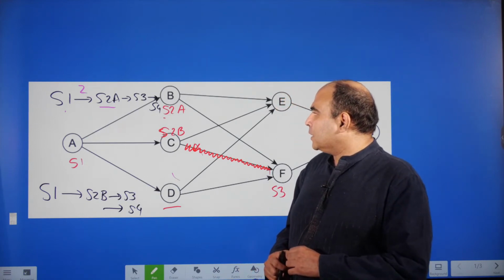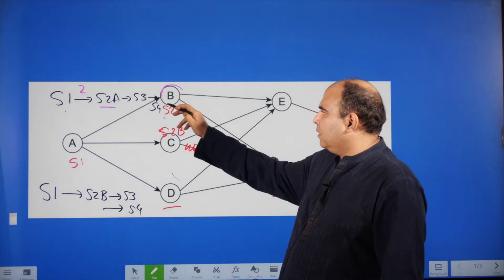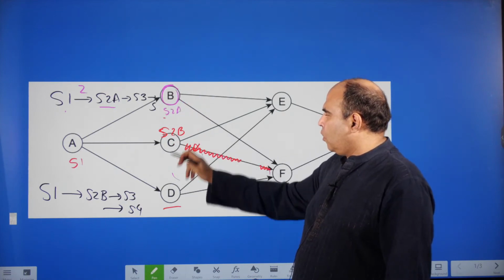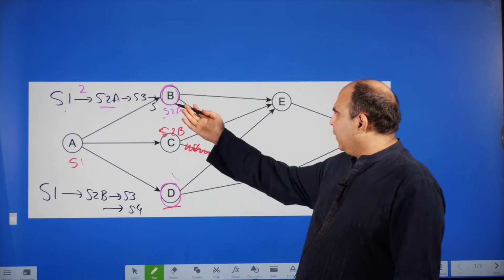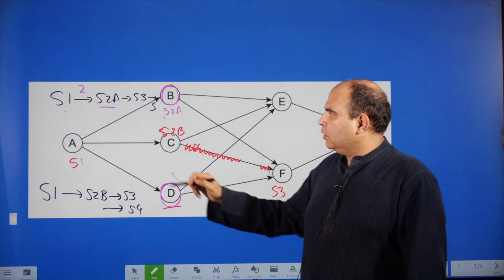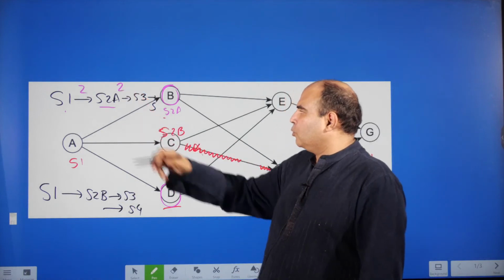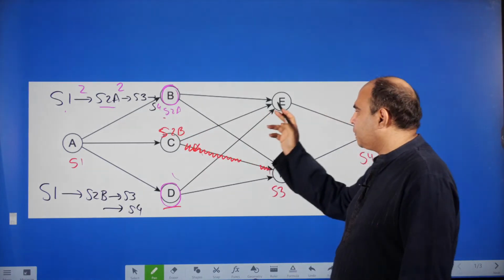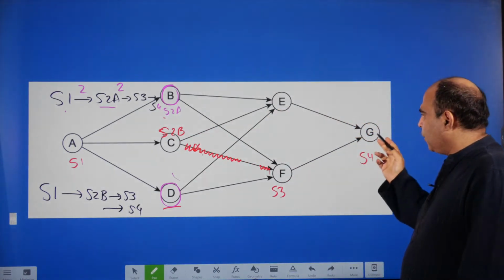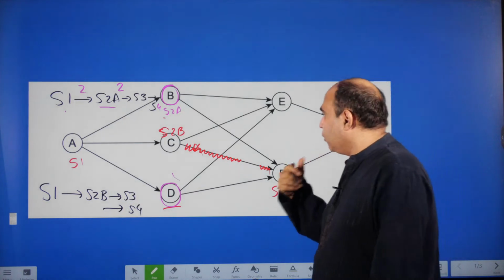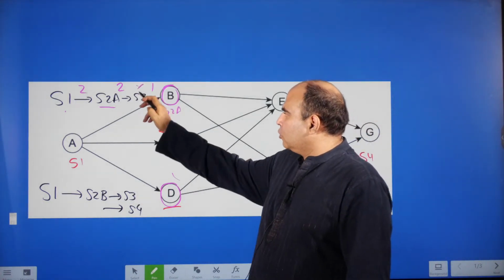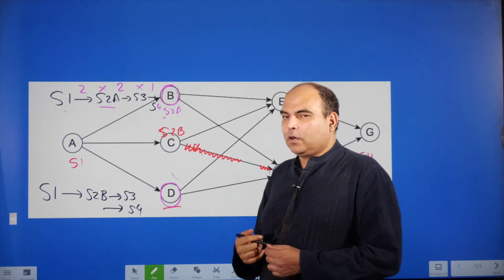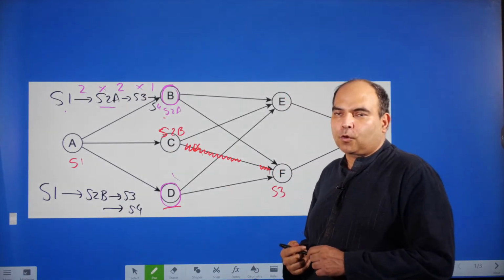From stage 2A to stage 3, if I am in stage 2A, I am either at B or at D. And moving ahead to stage 3, I have got 2 routes each. So stage 2A to stage 3 is 2 routes. And when I am going from stage 3 to stage 4, I am either at E or F, and I am going to G, which has 1 route. So this movement of stage 1 to stage 2A to stage 3 to stage 4 has 2 into 2 into 1, which is 4 routes.